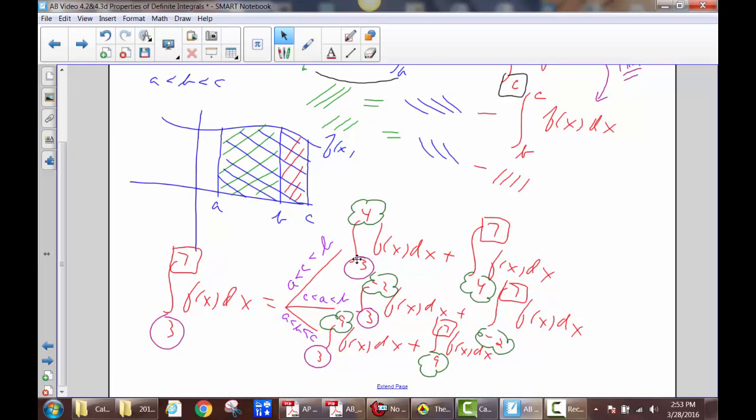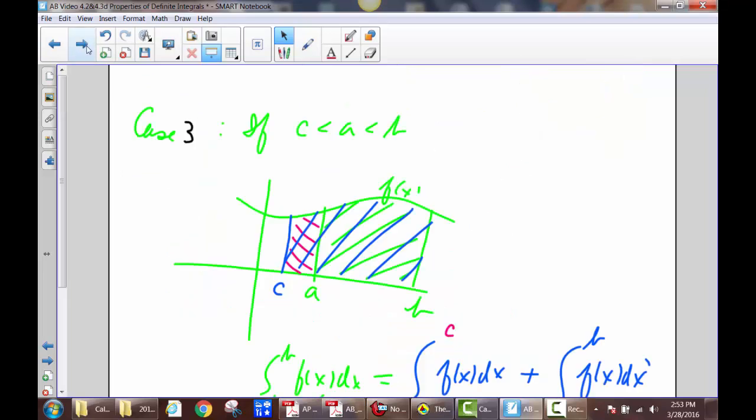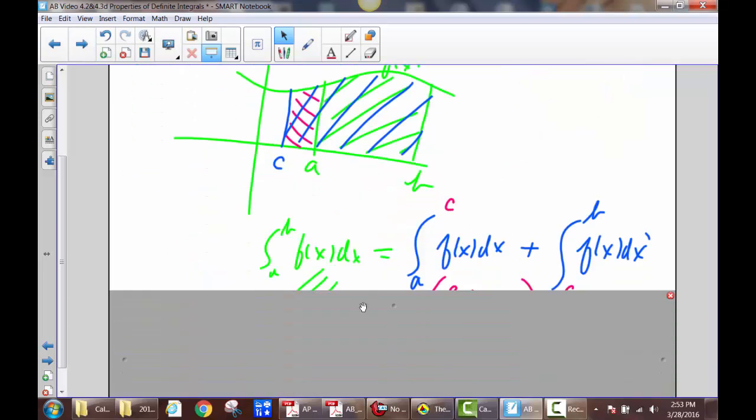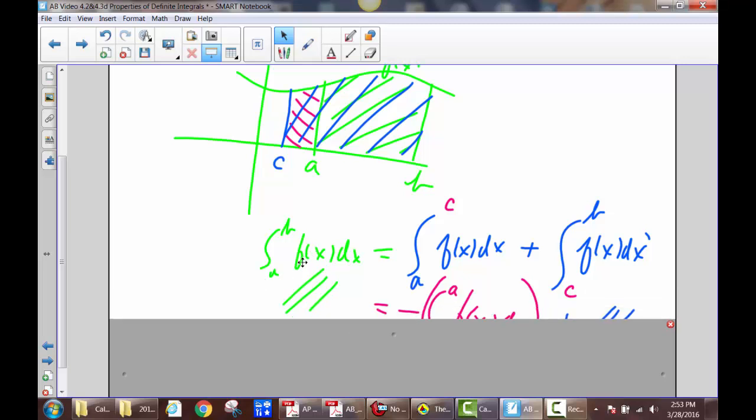So if you have 3 to 7, so far we've seen you can break it up into 3 to 4 plus 4 to 7. We just saw the third one actually. You can break it up into 3 to 9 plus 9 to 7. And now we're going to show the last one, which is what if c is smaller than a is smaller than b. So again, if I use the formula that they say, the integral from a to b equals the integral from a to c plus the integral from c to b.